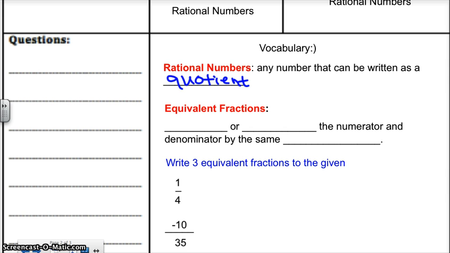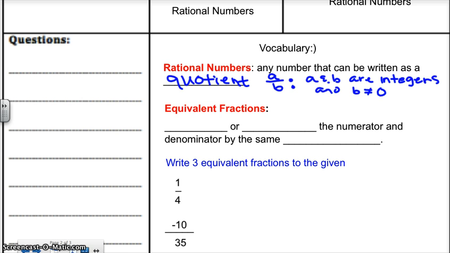Now check this out. I'm going to get technical here. Quotient A over B, quotient is a fraction, okay? Such that, that's what the dots are, such that A and B are integers, that means whole numbers and their opposites, okay? And B does not equal 0, because you can't divide by 0. It's undefined. Your calculator will say, error.